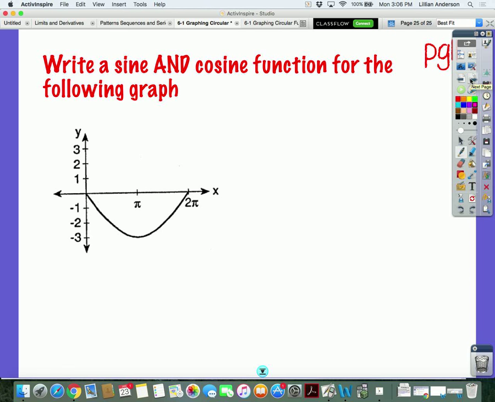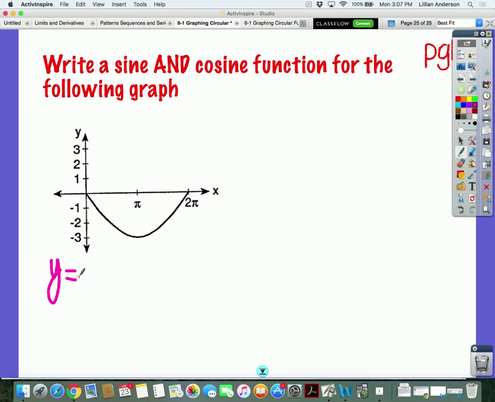Okay? Now, the beauty about writing sine and cosine functions, A, B, and D are all the same. So whether you write a sine function or a cosine function, A, B, and D are all the same. So when you find it for one, you found it for the other. The only difference is your phase shift. That's the only difference. Depends on the equation you're writing. Let's start with sine first.